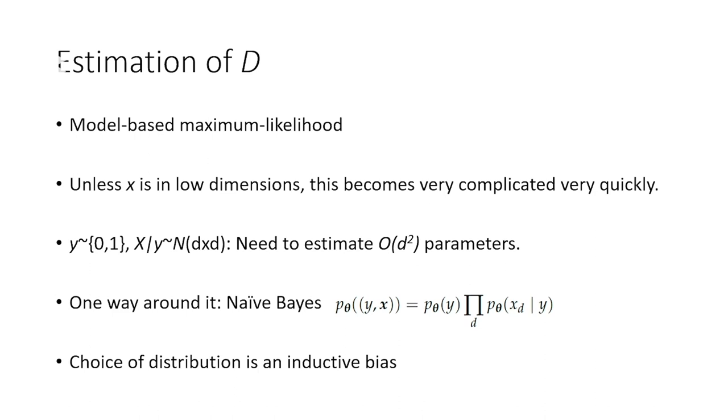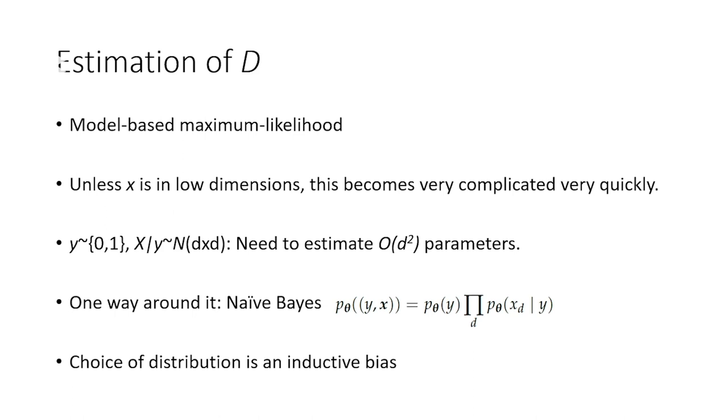And let's talk about estimation of d. So you can do a model-based maximum likelihood. You can assume that you know the model for d: Gaussian, mixture of Gaussian, Poisson, whatever you know. That's going to be your inductive bias, knowing the model, or presuming that you know the model. And then you can do maximum likelihood. Unless you have a very easy problem or very strict assumptions, this becomes very hard very quickly.